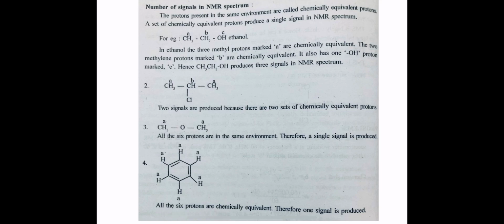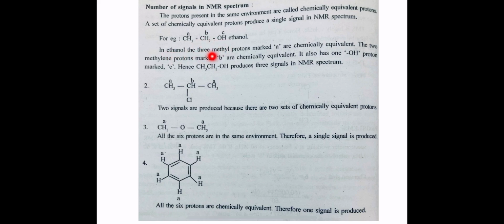And next, how to distinguish the number of signals in an NMR spectrum. The protons present in the same environment are called chemically equivalent protons. A set of chemically equivalent protons produces a single signal in the NMR spectrum. Now let us take an example of ethanol. Here CH3, CH2, OH. If we observe, three different types of protons are present, in three different chemical environments.